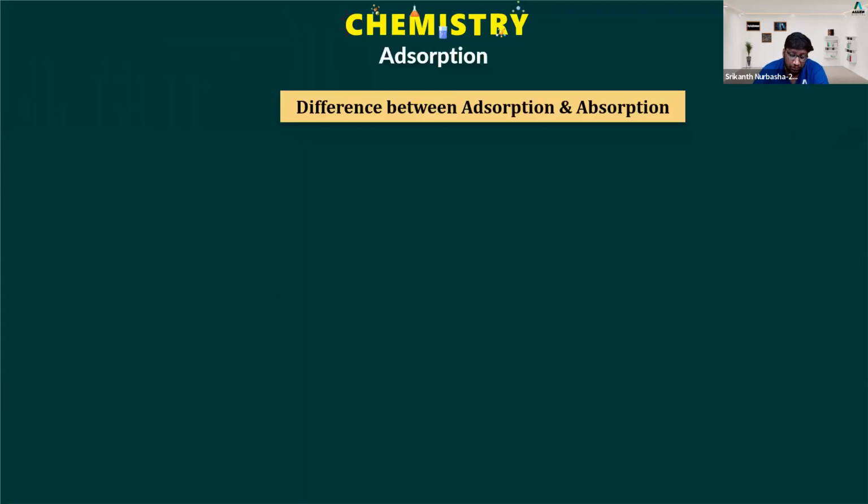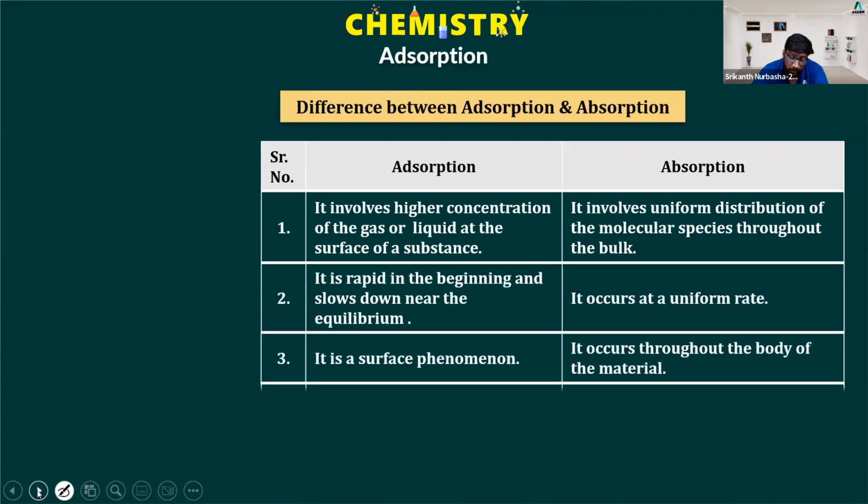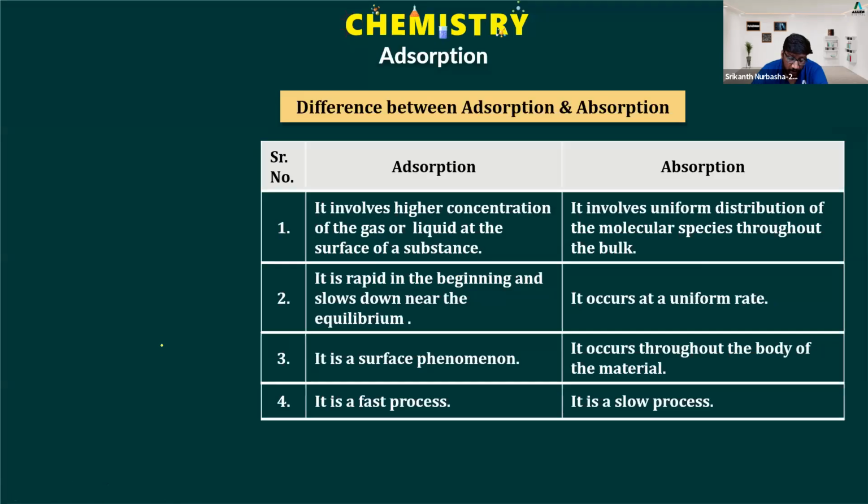Difference between adsorption and absorption. Adsorption means what, students? Adsorption means it involves higher concentration of the gas or liquid at the surface. Absorption means uniform distribution of molecular species throughout the bulk. Absorption means throughout the bulk the molecules' concentration will be present. Adsorption means only on the surface.